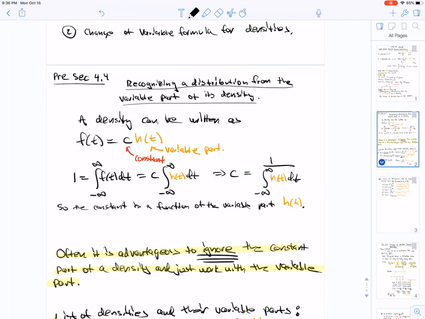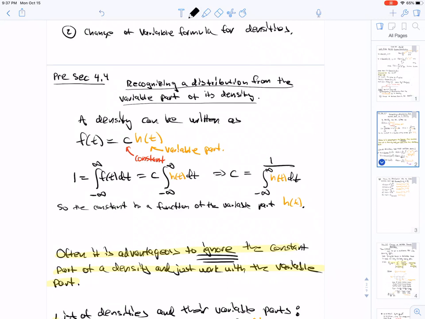Okay, so recognizing a distribution from the variable part of its density is an important skill. A density can be written as a constant times a variable part. The variable part is the part that has t in it, where the density is f of t. And because the density integrates to 1, c is a function of h of t. So the constant can be found just from the variable part.